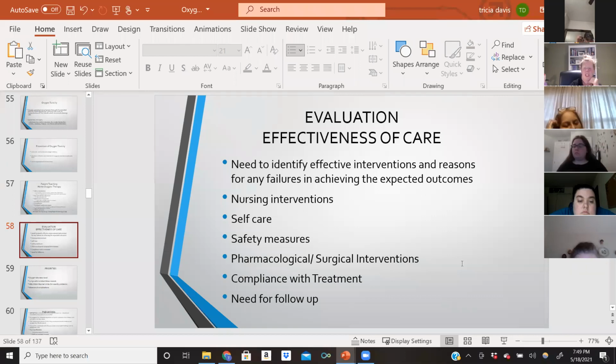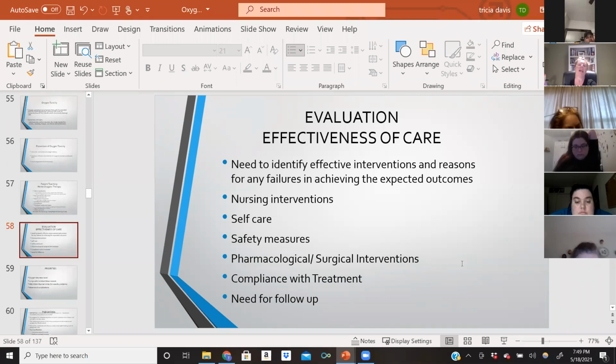So evaluation of the effectiveness of care. We as the nurses need to identify effective interventions and reasons why we didn't reach those expected outcomes. We need to make sure that we are implementing any nursing interventions that we planned. We want to help make sure that our patients can participate in self-care.